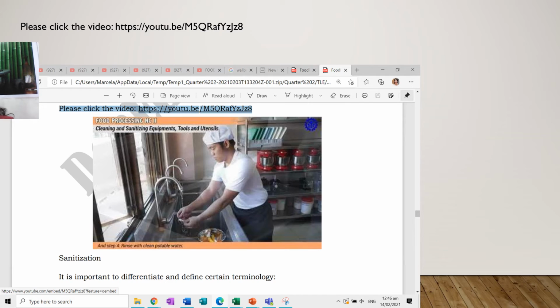Sanitization is important, and it is different. Define certain terminology.